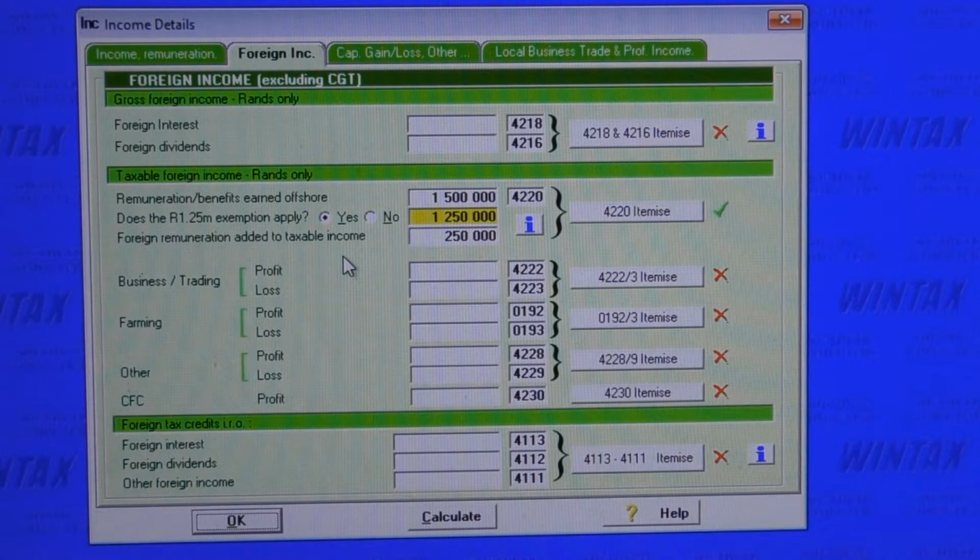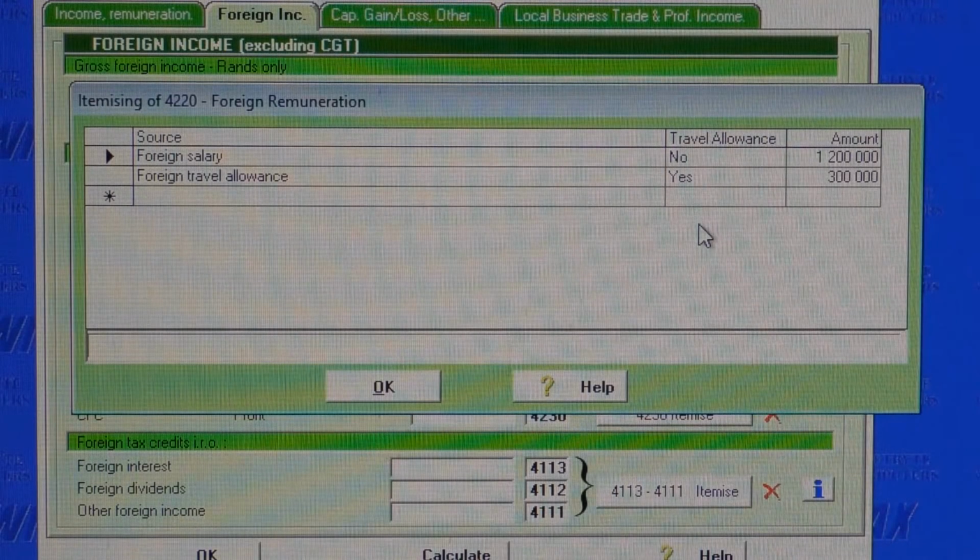Let's have a look at a case where the travel allowance formed part of the remuneration package earned in a foreign country while working in the foreign country for more than the 117-day rule period. In the itemized grid, we can see that the foreign salary was 1.2 million and an amount of 300,000 Rand was also received as a foreign travel allowance.